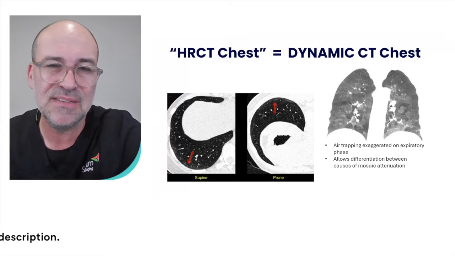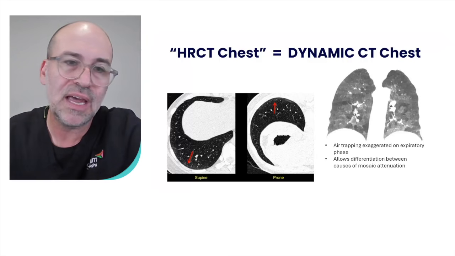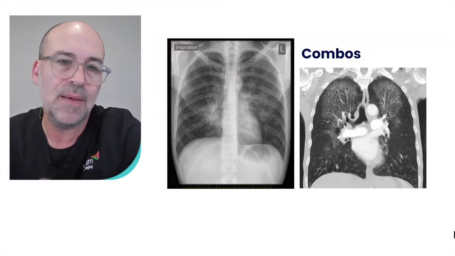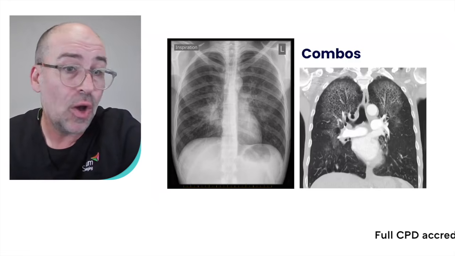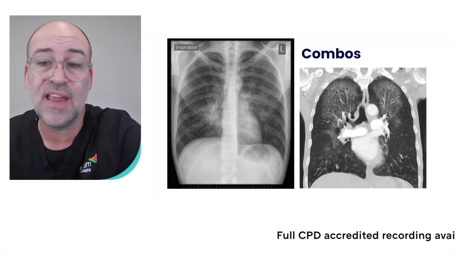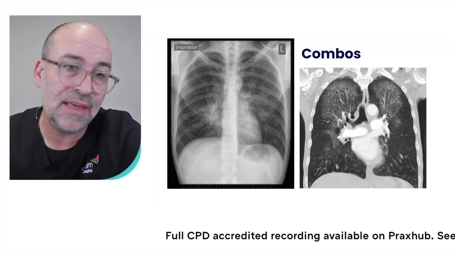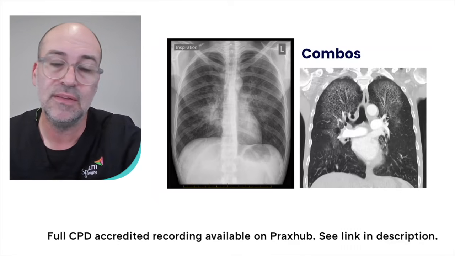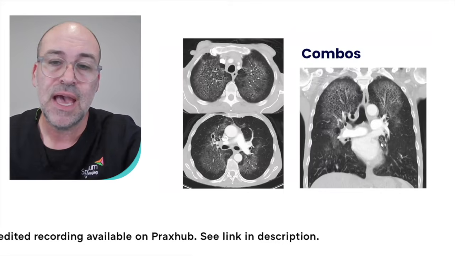It's a test that's being done in order to look at the lung in different maneuvers or in different patterns. You can do combinations of these, so you can give contrast and you can do an HRCT chest together, and that's sometimes useful in some clinical scenarios.